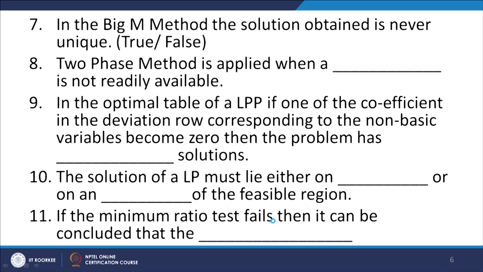Question number 11. If the minimum ratio test fails, then it can be concluded that the dash.